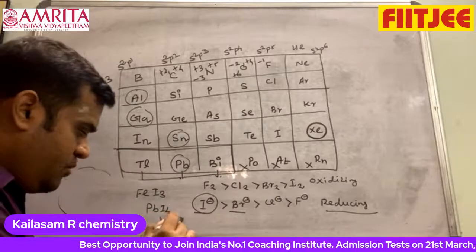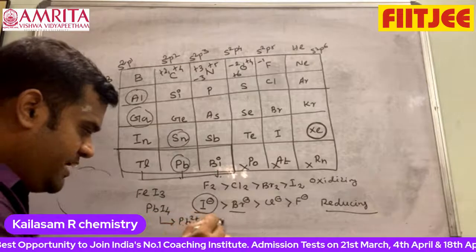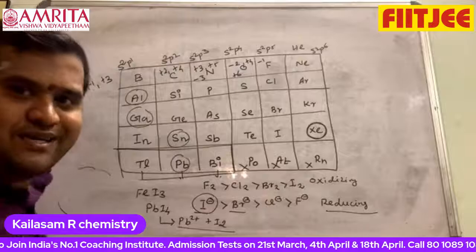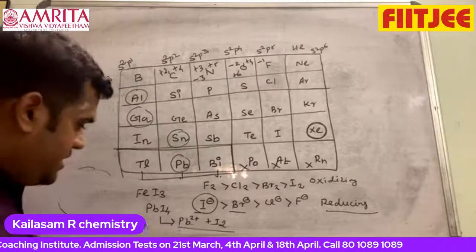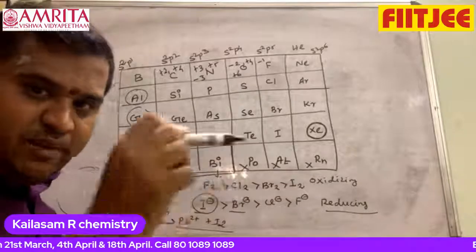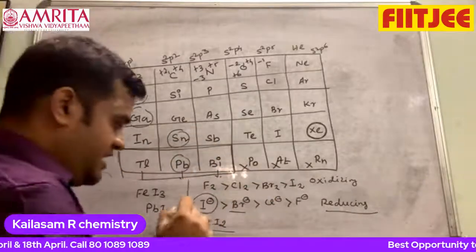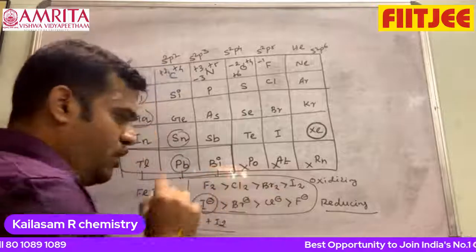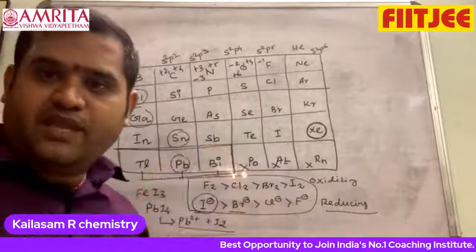Therefore, what is going to happen? You will be getting PbI2 plus I2 liberated. This is what is going to happen in this case. Right or not? In the case of FeI3 it does not exist. Why? Because Fe3 plus is a good oxidizing agent, I minus is a very good reducing agent. So that is the reason the I minus and Br minus are very good reducing agents.